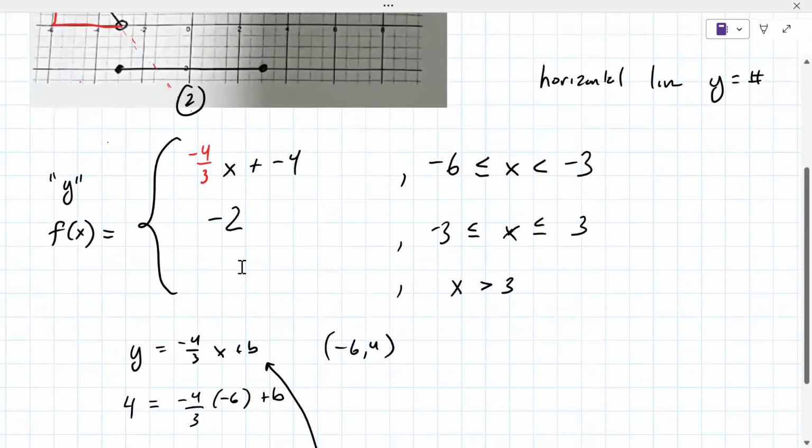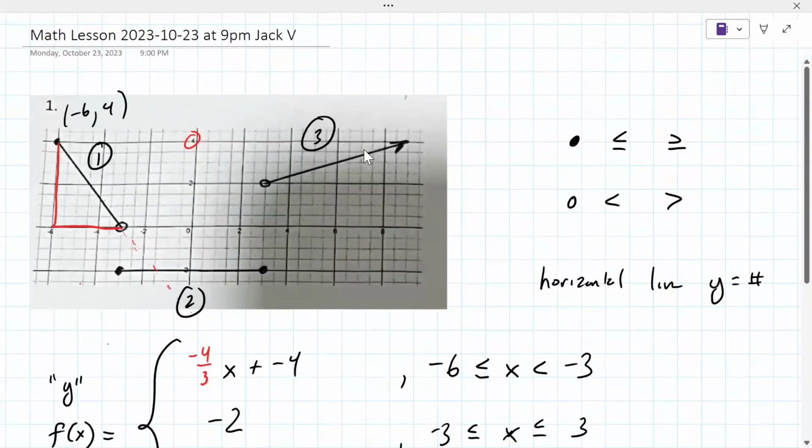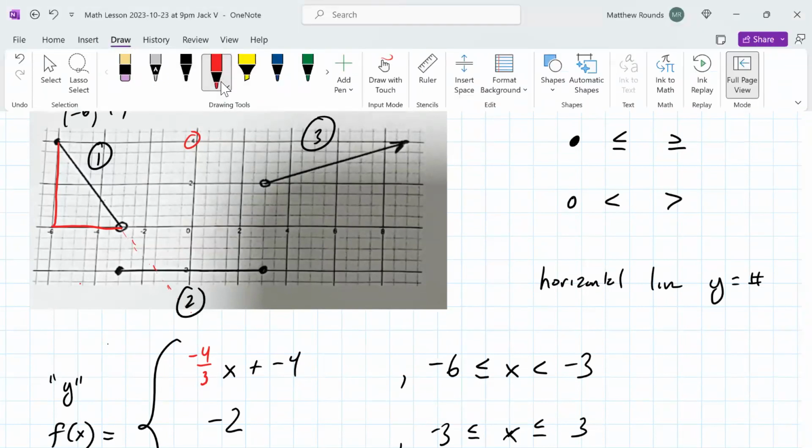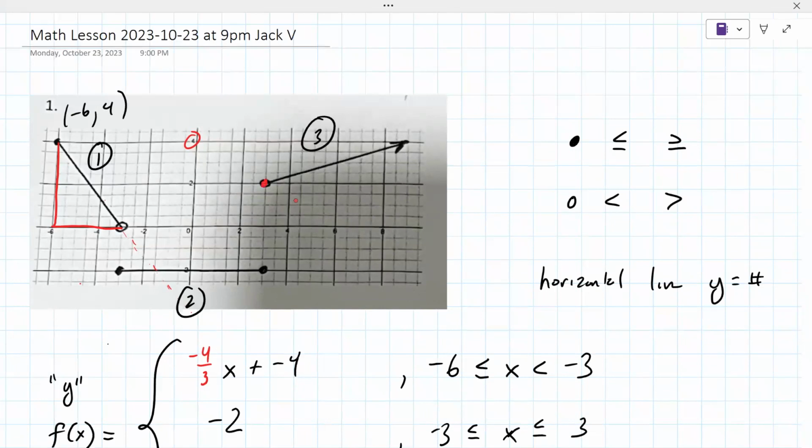This last one here is also a line. So you have to find the slope. And the slope's a little bit harder here. We're going to use that point there, and then this point right here is 6 comma 3.